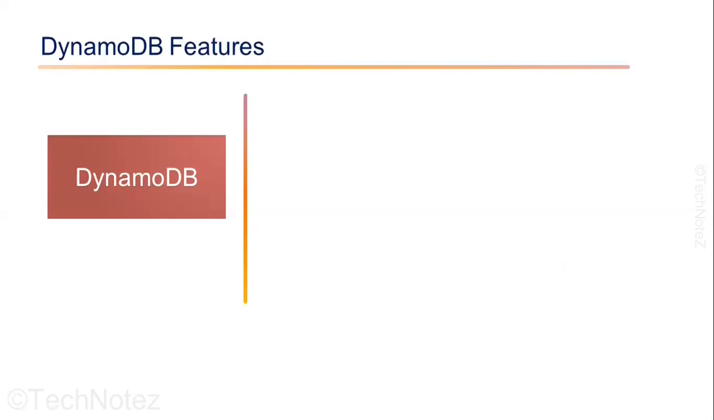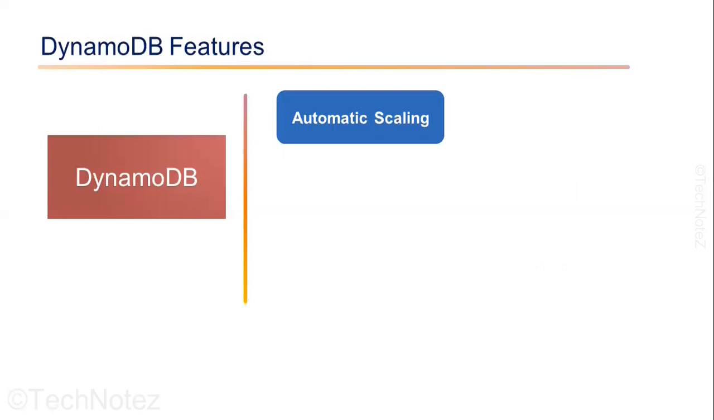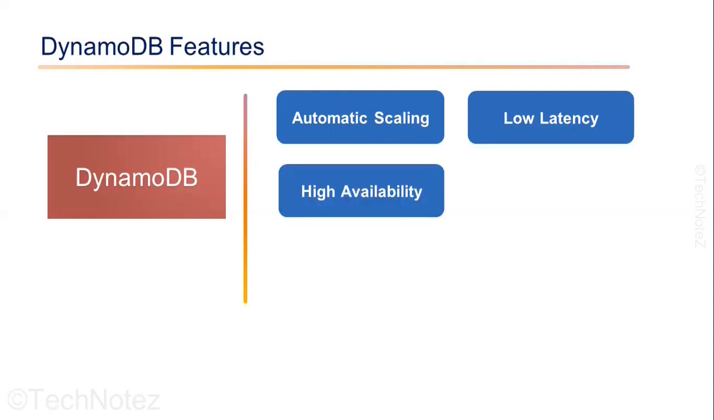Some of the key features of DynamoDB include automatic scaling. DynamoDB automatically scales the tables up and down based on the volume of requests, so you don't have to worry about provisioning or deprovisioning capacity. Low latency. DynamoDB is designed to provide low latency performance even at scale. High availability. DynamoDB automatically replicates the data across multiple servers to ensure the data is always available when needed. Global tables. DynamoDB allows you to create global tables that replicate the data across multiple regions for high availability and low latency performance.